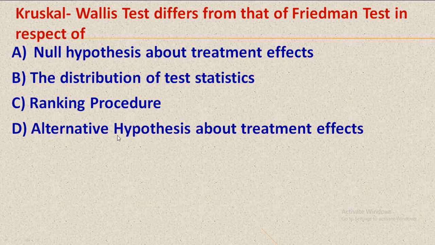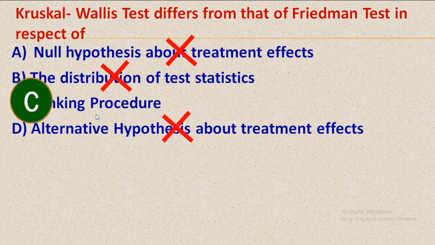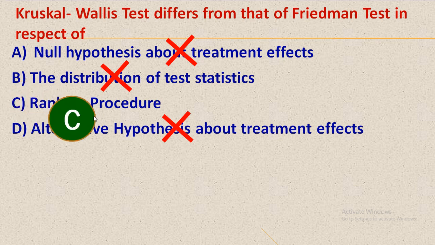Now let us see our options. First option is obviously wrong. Second one is also wrong. And fourth one is also wrong. And Kruskal-Wallis test is different from Friedman test because it is a ranking procedure. Kruskal-Wallis test follows the ranking procedure. So the correct option is C.